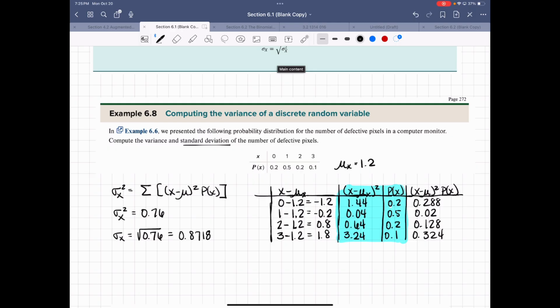It's a standard deviation. Let's think about what the standard deviation means, okay? We said the mean of those pixels, the average of defective pixels was 1.2, right? Then one standard deviation away is 0.87. So remember, you add 0.87 to the 1.2 and you subtract 0.87 from the 1.2 to fall within one standard deviation of there, okay?